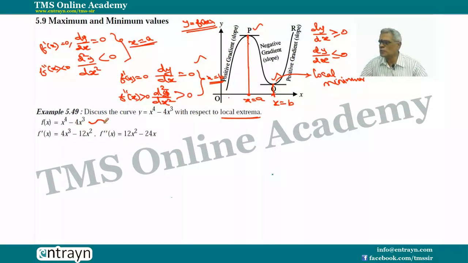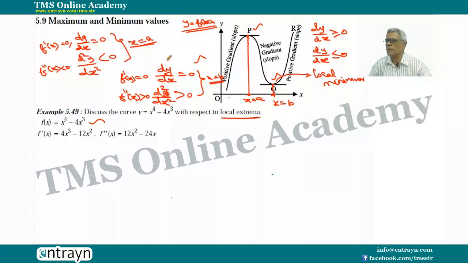So what is my function? My function is f of x is equal to x power 4 minus 4x cube. What is f dash of x? F dash of x is, differentiation of x power 4 is 4x cube, and differentiation of 4x cube is 12x square. F double dash of x, differentiation of 4x cube is 12x square, and differentiation of 12x square is 24x.